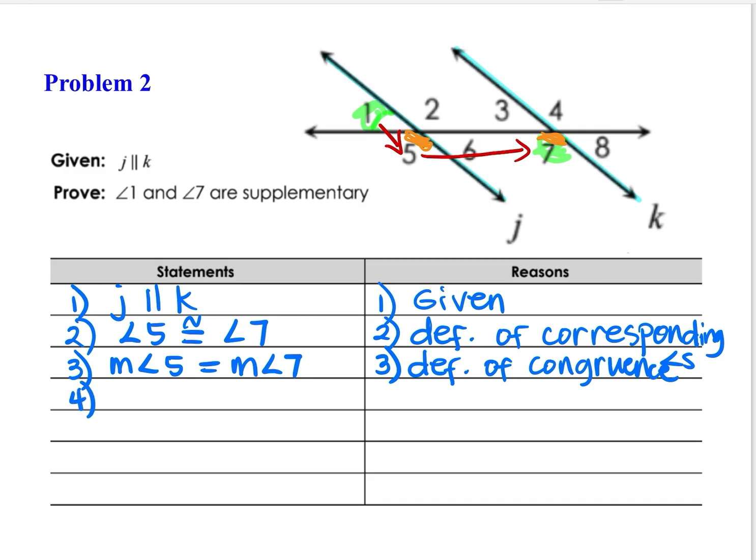Number 4 statement, we now can introduce angle 1 and angle 5. If we focus our attention on angles 1 and 5, they actually create a linear pair. So therefore, in statement 4, we can say angle 1 and angle 5 are supplementary. Our reason for this is definition of linear pair.